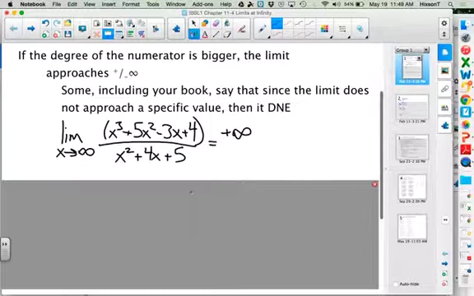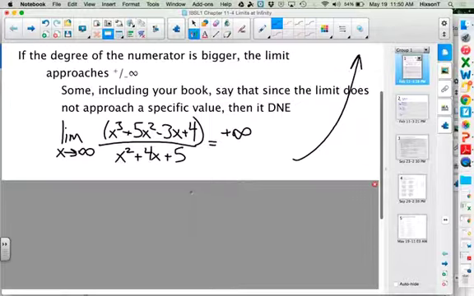Anyways, the idea is this. Because this is infinity cubed, so to speak, this is getting larger faster than our denominator is. And as a result, we end up continuing to go upward.